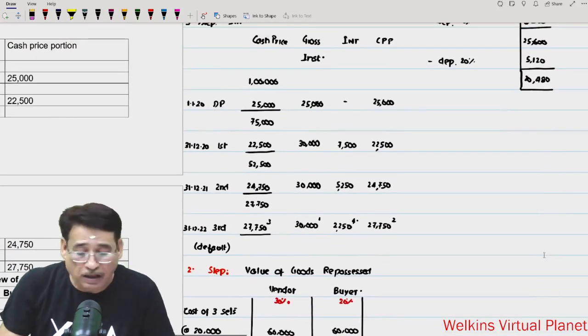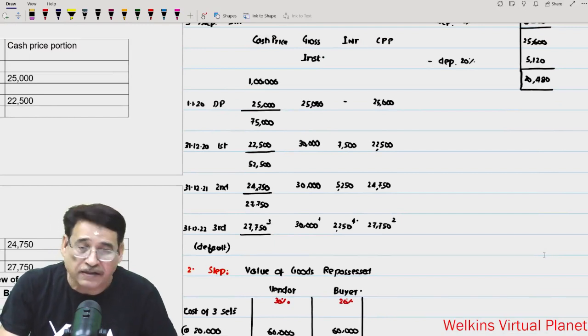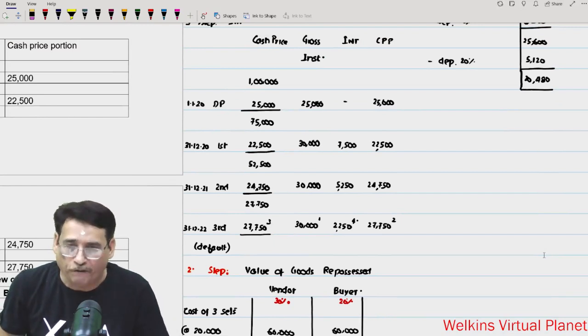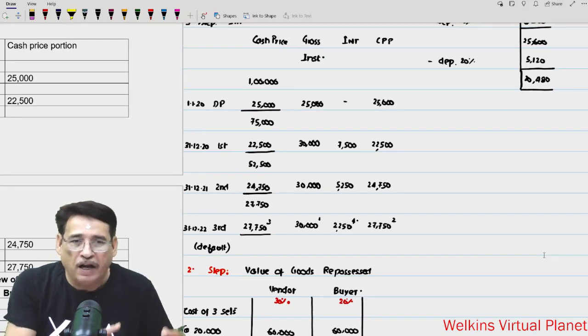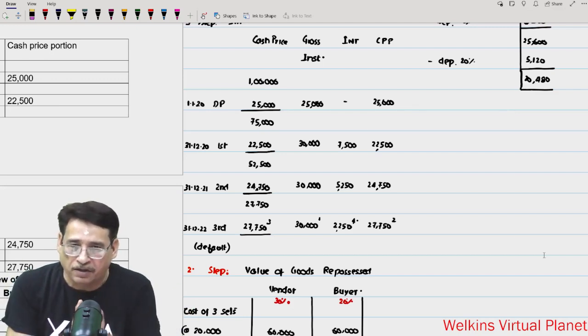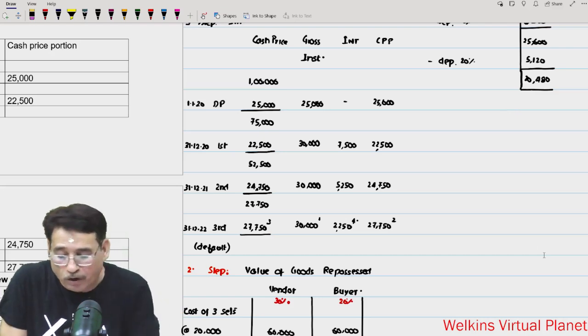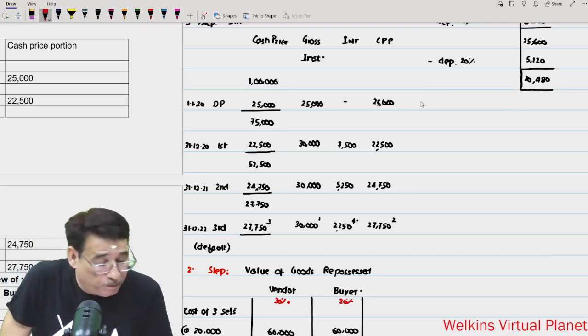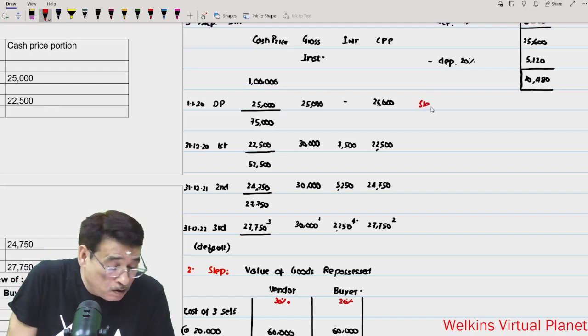Correct? Now, generally when partial repossession questions are asked in the examination, it is being noticed of late that the question is simply asking you the computation of interest, value of the goods repossessed, and value of the goods still with the buyer. Only these three things are being asked. Correct? However, we'll still prepare the ledger account. Step number 4. Under step number 4, obviously you are going to first of all write books of purchaser.